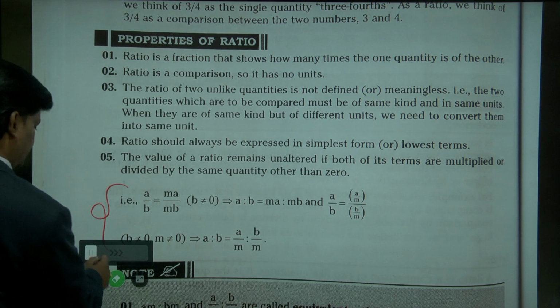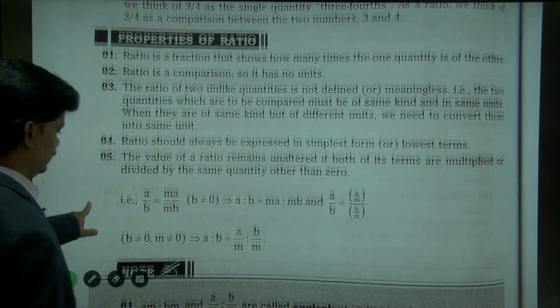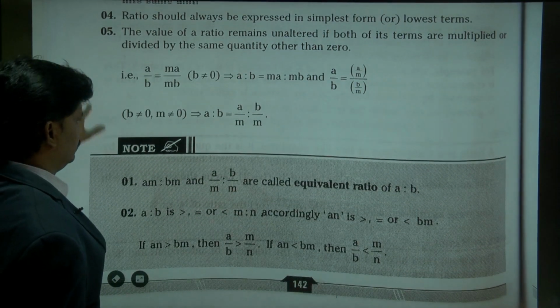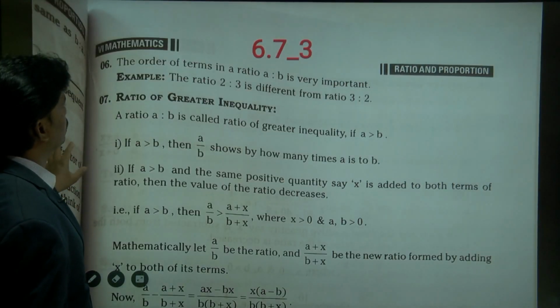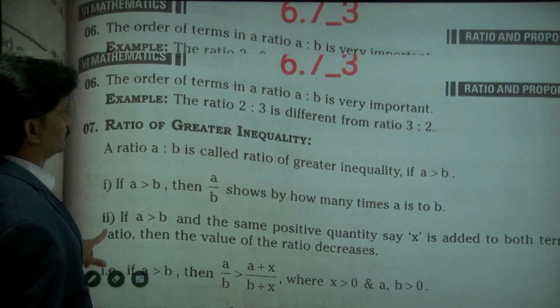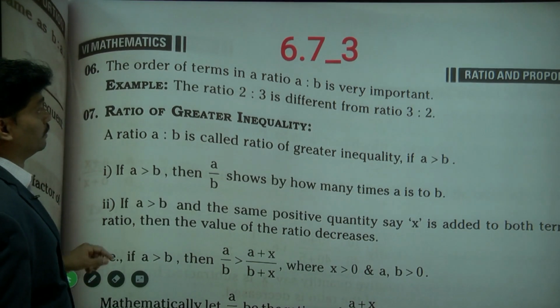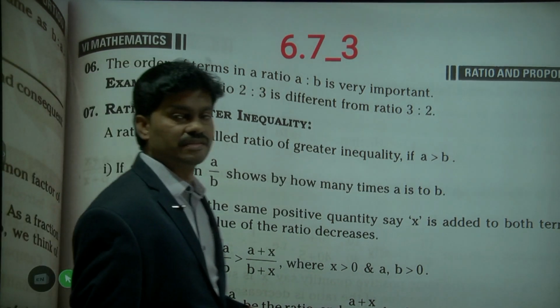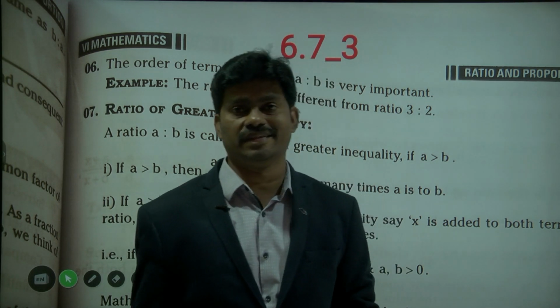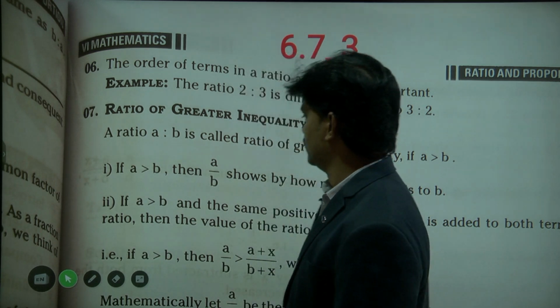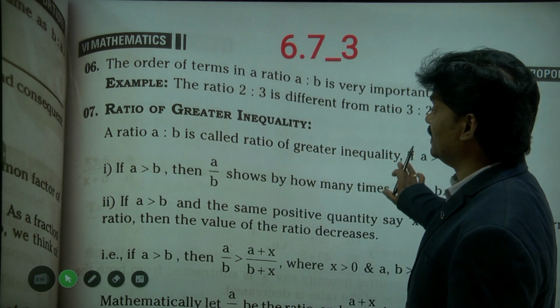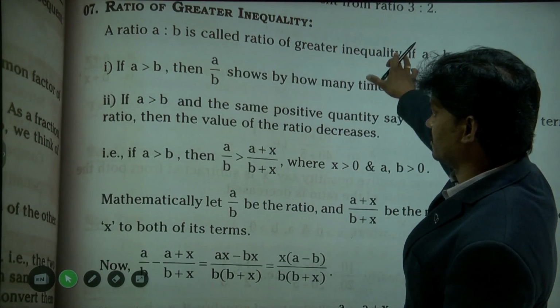Next, m is not equal to 0 here. Order is very important in the ratio. Either 2:3 or 3:2, both are not equal. Then the inequality, just please check it out.